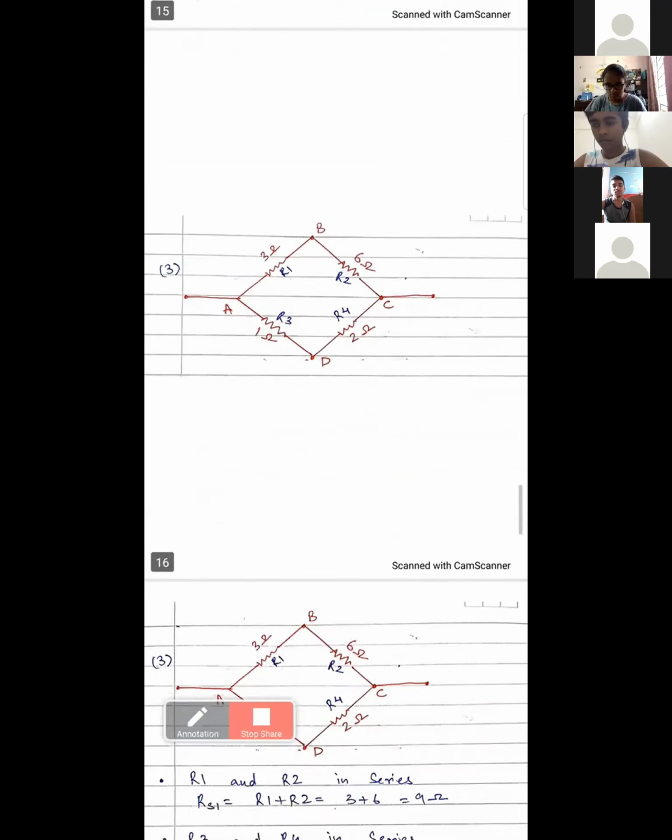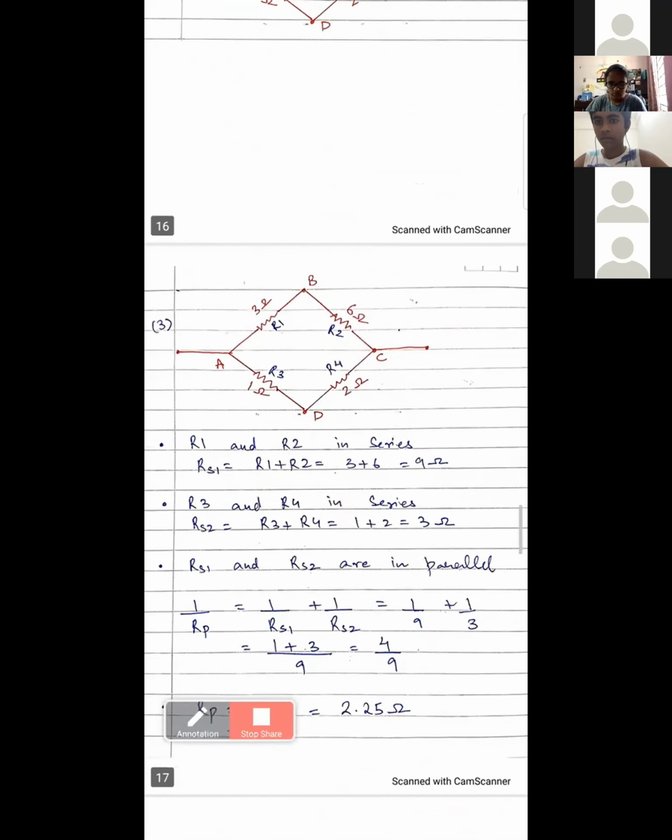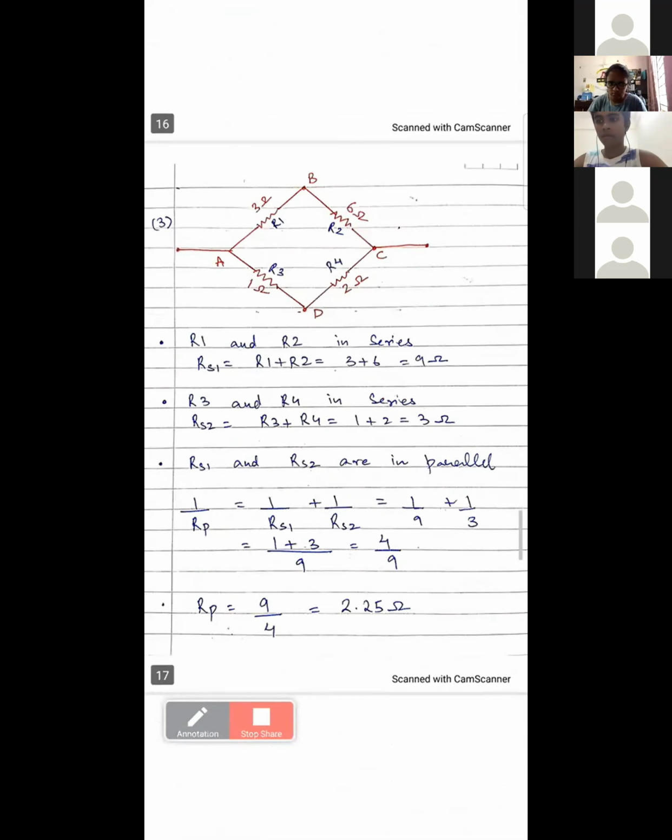R1 and R2 are in series. 3 and 6 are in series. In series, 3 plus 6 is 9. R3 and R4 again in series, 1 plus 2 is 3. Then both the branches are in parallel after it, giving 9 by 4 ohms.